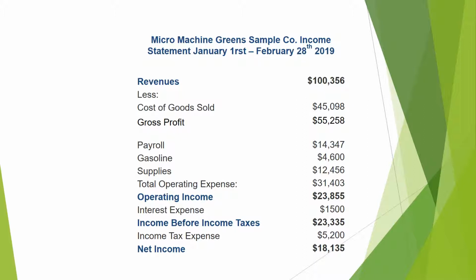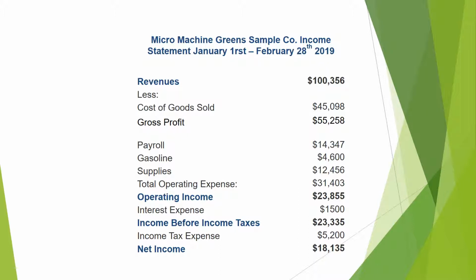Okay, so we start off with $100,000 in revenues. We take out $45,000 in cost of goods sold. That leaves us with a gross profit of just over $55,000. But we still have more expenses that we need to account for. So we can't just run away with that $55,000.